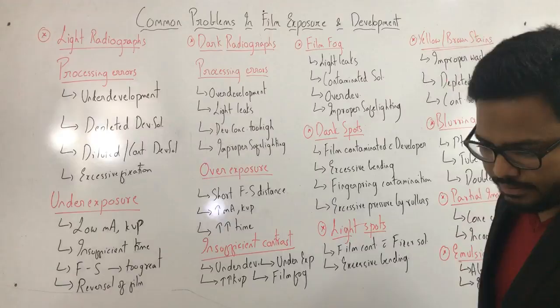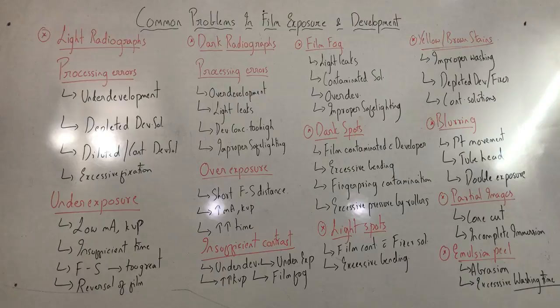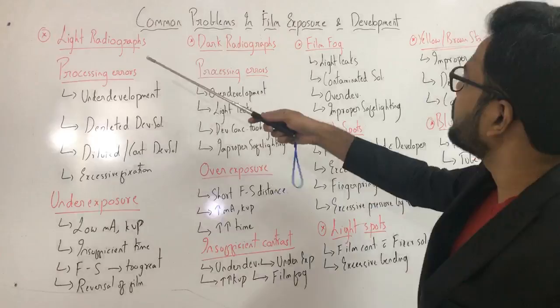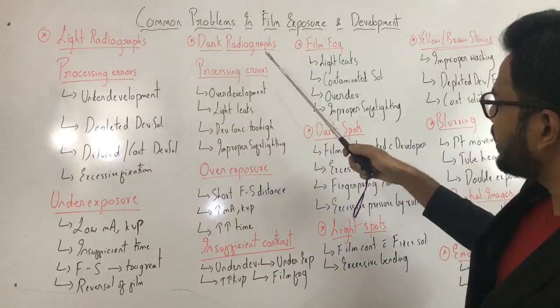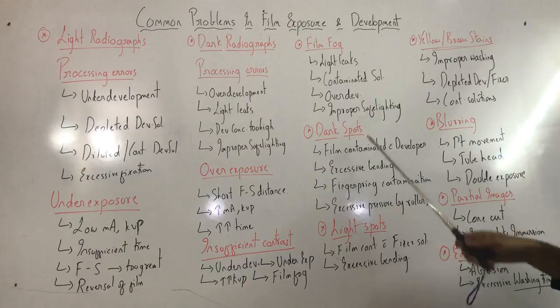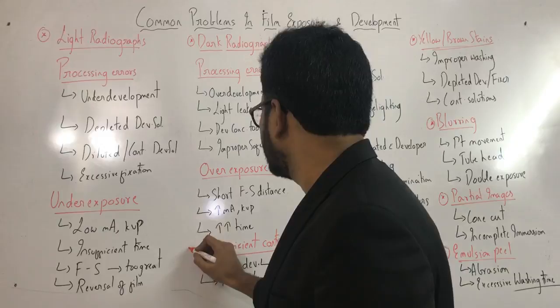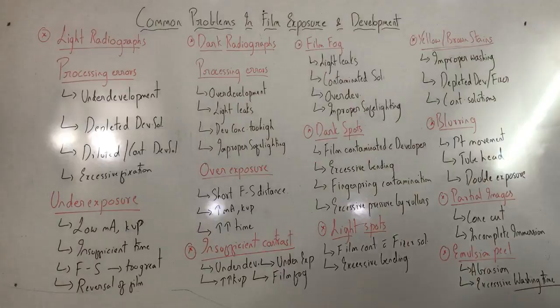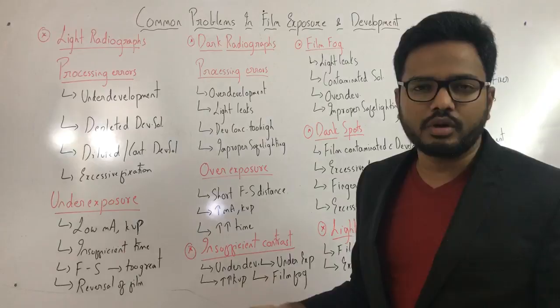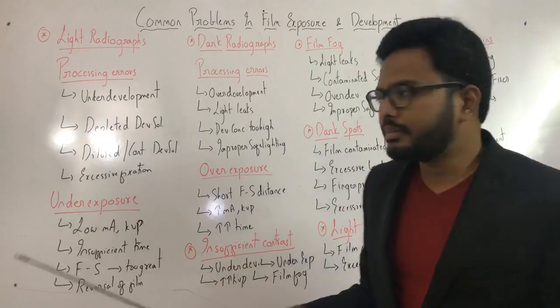So you'll just have a summary. Okay. So as you can see, we can have various problems in film exposure and development. There can be light radiographs, dark radiographs, insufficient contrast, film fog, dark spots, light spots, yellow or brown stains, blurring, partial images, and emulsion peel. Isn't it? So, various processing errors which can lead to light radiographs include underdevelopment, decreased time or decreased temperature, depleted developer solution, or diluted or contaminated developer solution, or even excess of fixation. So these are some of the processing challenges.